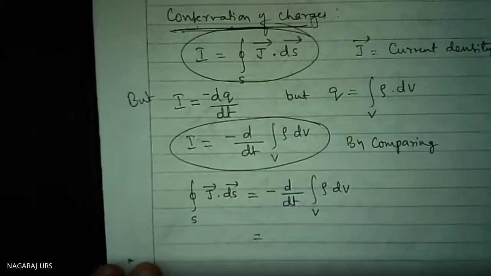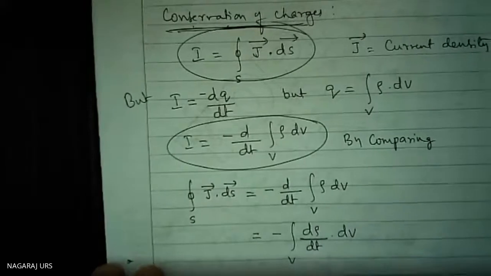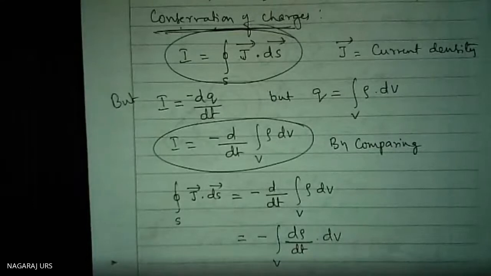Further, this is equal to, taking the derivative inside, minus the volume integral of d rho divided by dt dV. Just I have taken it inside here. Slightly difficult concept. The only thing is you have to practice at home. Take some sheets of paper, write and practice. But easily you can secure good marks here, because if you write the complete mathematical concepts, you will get full marks.